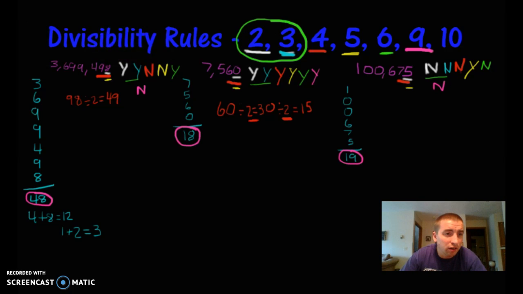Alright, and our last one is our 10. Okay, so 10 is a really easy rule. If the number ends in a 0, then yes, it's divisible by 10. So 8, nope, not divisible.